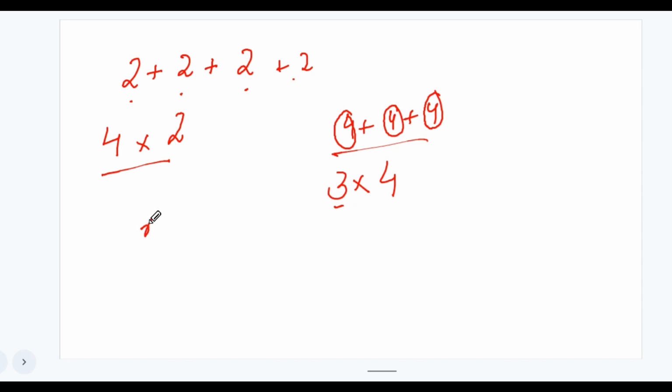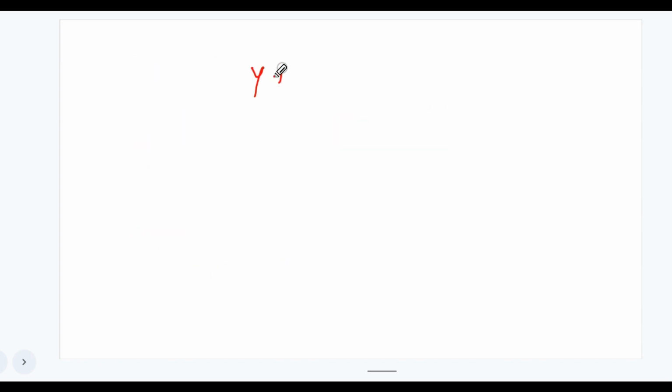The same thing if I do over here, like x plus x plus x. What do we mean by that? It means x is not going to change. We need to multiply it by 3, so I can write it as 3 times x. Okay, so 3 times x means 3x. Understand? In the same way, if I have y plus y plus y plus y, it means how many times y? 4 times y. So 4 times y is equal to 4y.